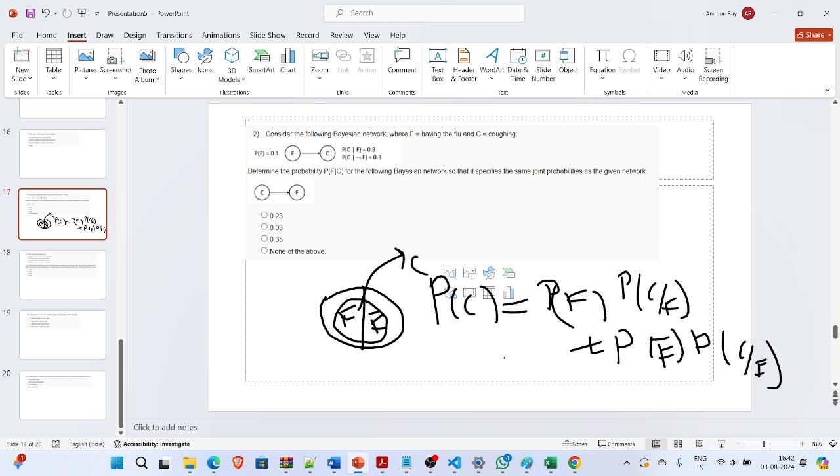And so this is the theorem of total probability. How do you derive this? Not difficult again.